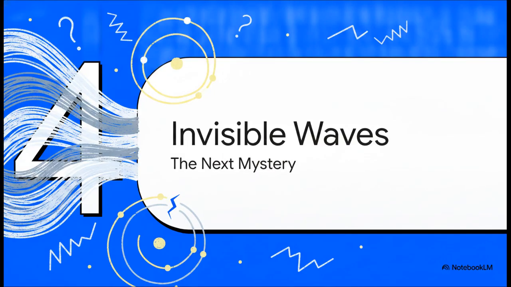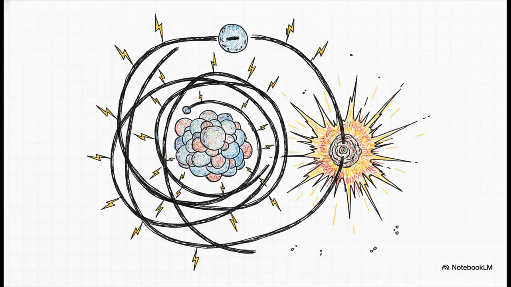Section 4. Invisible waves, the next mystery. Because as brilliant as Rutherford's solar system model was, it had a massive, fatal flaw. A physicist named Maxwell had already proven that whenever a charged particle accelerates, it emits electromagnetic radiation, which means it's losing energy. Well, an electron orbiting a nucleus in a circle is constantly accelerating. According to the laws of physics at the time, that orbiting electron should bleed energy, spiral inward, and crash right into the positive nucleus in a fraction of a second. The atom should instantly collapse. But since you and I are sitting here in a completely stable universe, that obviously doesn't happen.